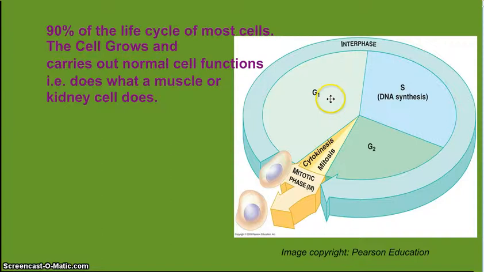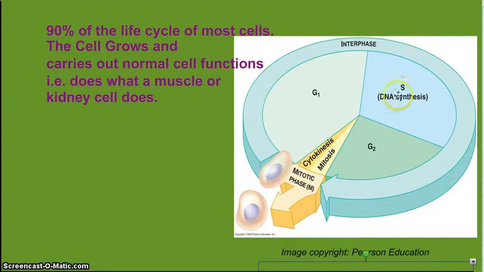So this picture doesn't really do it justice. If this was to show 90%, almost the whole circle would be G1. But you should get the idea it's the largest stage. The cell grows during this stage, and it carries out normal cell functions. So at this point, next to the diagram, which you should have put in your notes, you should be writing down what happens in G1 of interphase. Okay. So it's carrying out normal functions, like if it's a muscle cell, it's being muscle. If it's a kidney cell, it's being kidney, and so on.